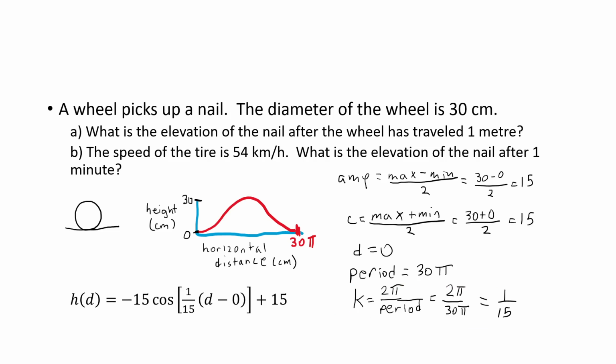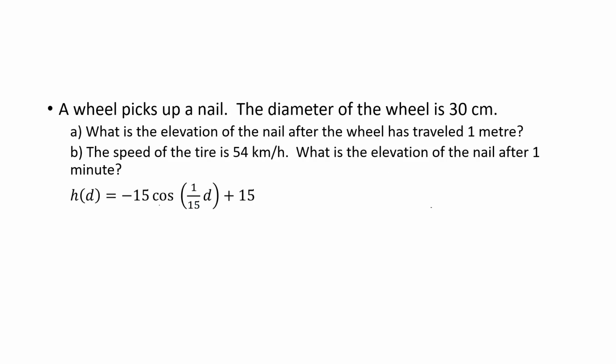Okay? So now we can make our equation. A cos of k x minus d plus c. Now our independent variable is horizontal distance traveled, so instead of calling it x, we called it d here. But since we have d minus 0 in the input there, we're just going to call it d. And we're going to say our height is given by negative 15 cos 1/15 d plus 15.